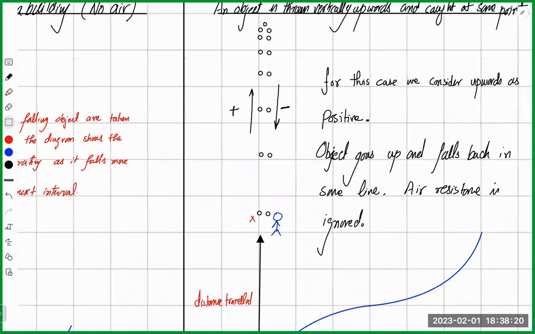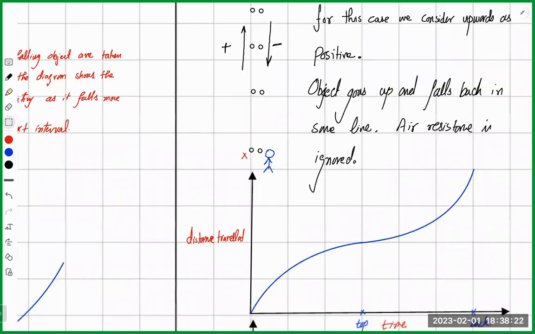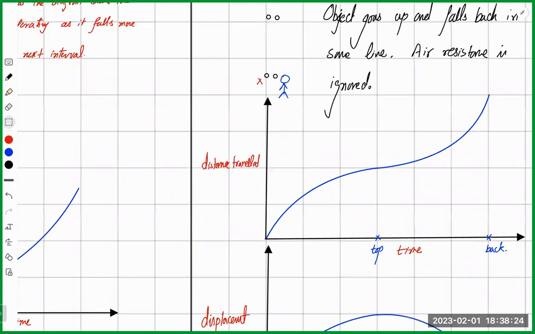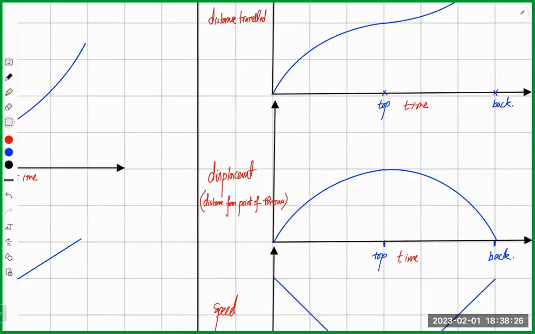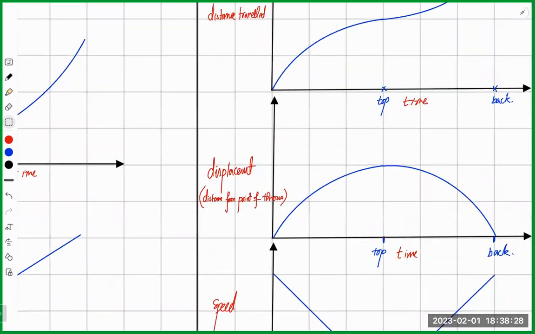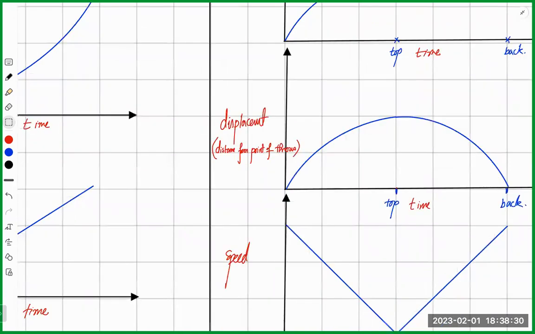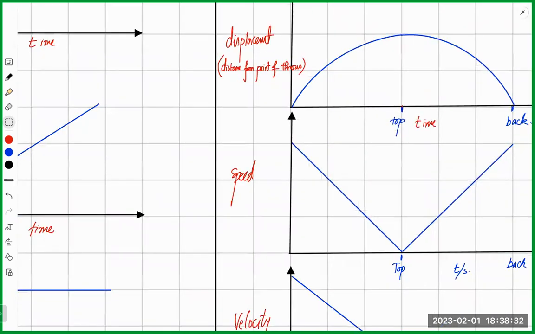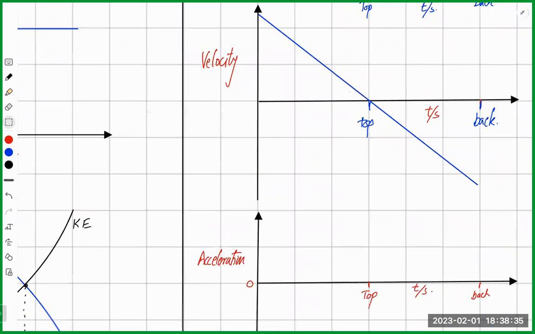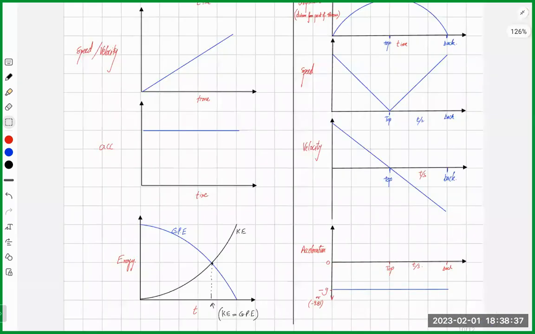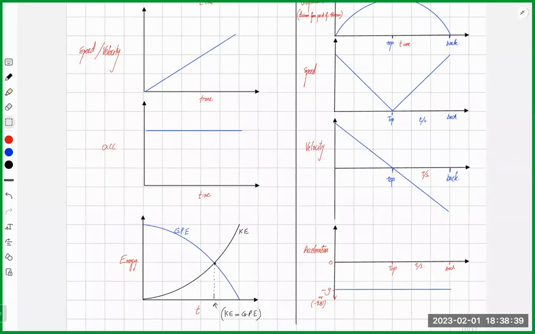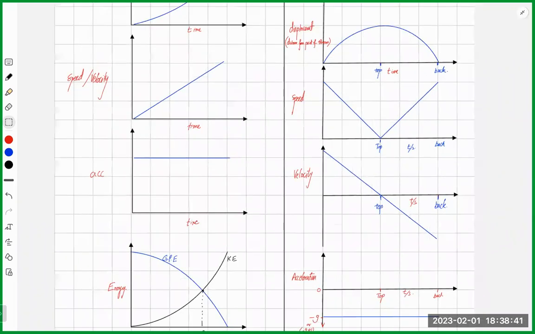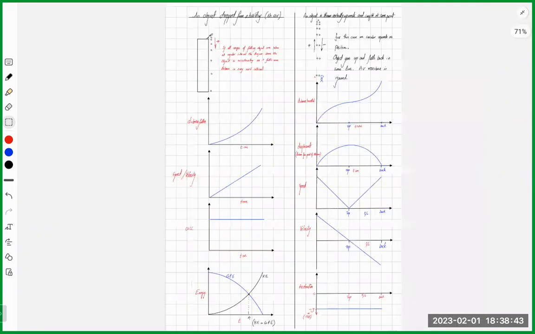This was the graph for how distance traveled by the stone changes, the graph of displacement of the object from the ground, how speed changes, how velocity changes, and how acceleration changes. I hope you remember this. Now, today we are extending this thing.